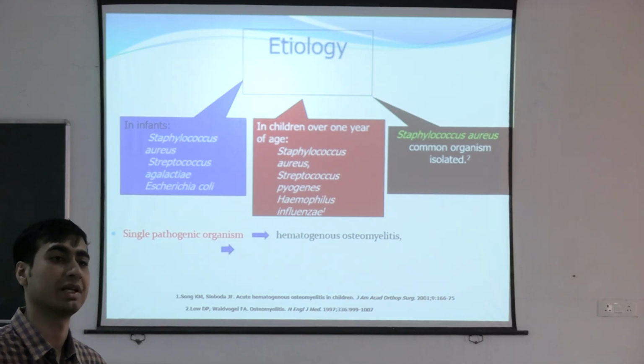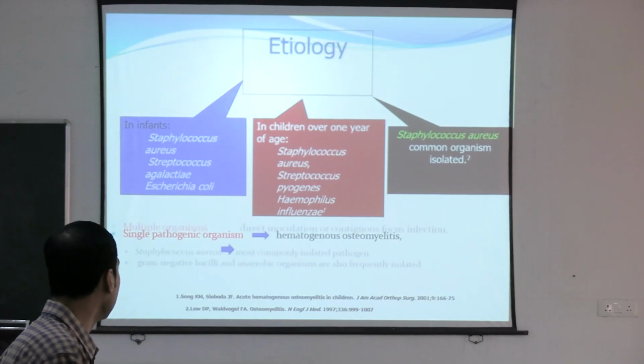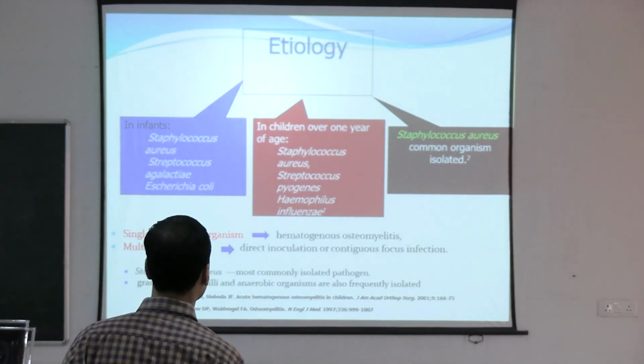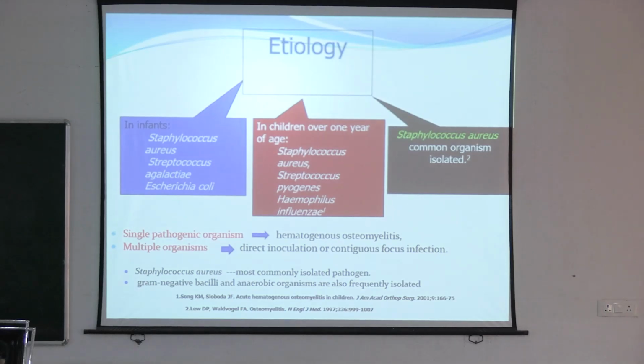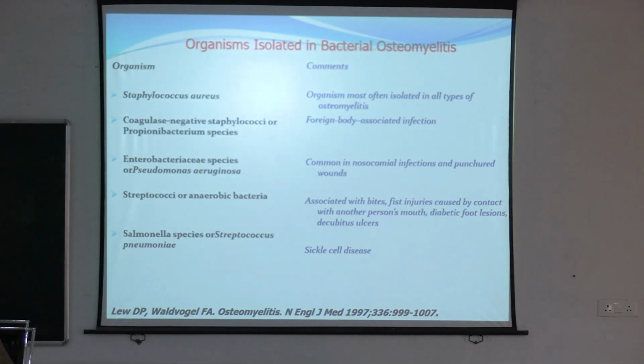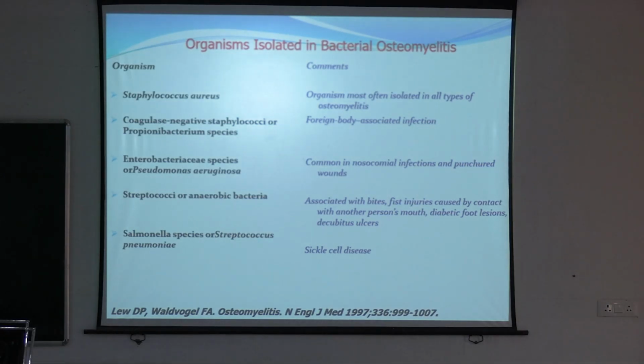Infants, most common pathogen. 1 to 4 years of children, what are the most common pathogens? In adults, what are the most common pathogens? But overall, the most common pathogen causing osteomyelitis is Staph aureus, Staphylococcus aureus. What are the organisms isolated in bacterial osteomyelitis? Staph aureus, coagulase negative Staphylococci, Pseudomonas, Streptococci, anaerobic bacteria, Salmonella.